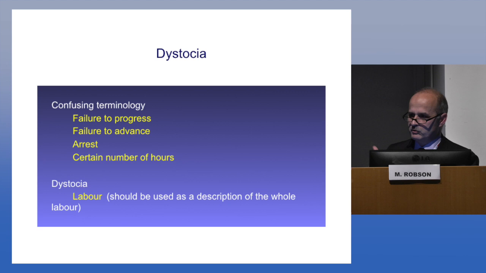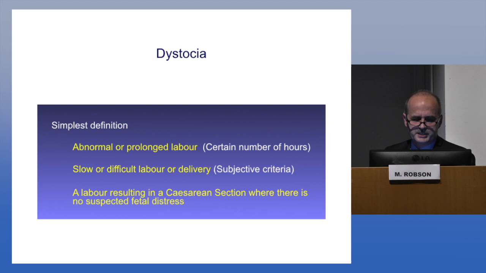A dystocic labor, a more complete analysis or discussion or even definition, is the whole labor itself, and that's the one that I would prefer. But we have a terminology problem in how we talk about it, especially amongst ourselves as professionals. As I said, the simplest definition is an abnormal or prolonged labor and a certain number of hours. Let's not get into the detail about this, but, you know, 12, 24, 36, 48, whatever. We've all got our own definitions. A slow or difficult labor or delivery adds in a bit of subjective criteria, in the sense that it could be not necessarily fitting with a certain number of hours, but it wasn't straightforward.